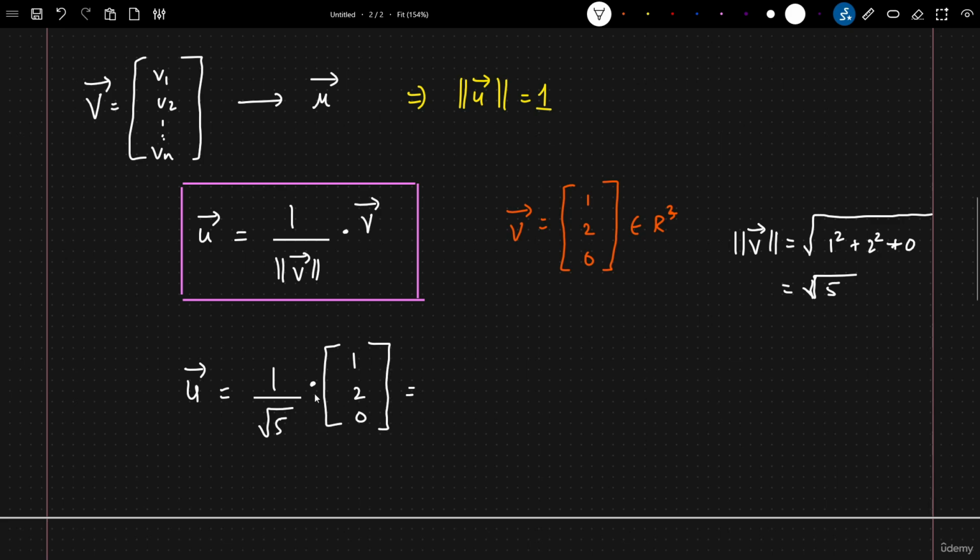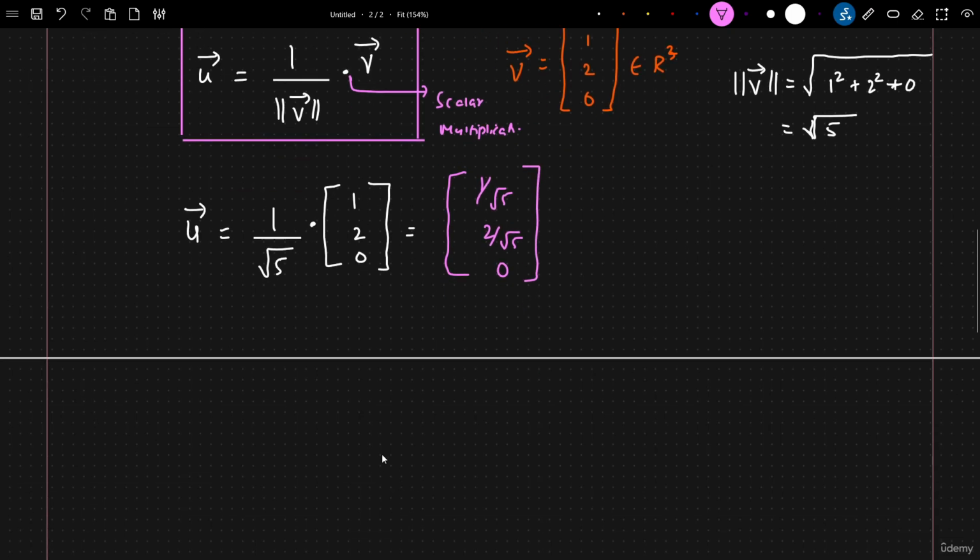Here, when I say dot product, this is a scalar multiplication. It is not a dot product here; specifically, this is a scalar multiplication since we have one value over here. Once I do this, I will finally get 1 by root 5, 2 by root 5, and then 0. Now we know that this is the u vector that I have got.